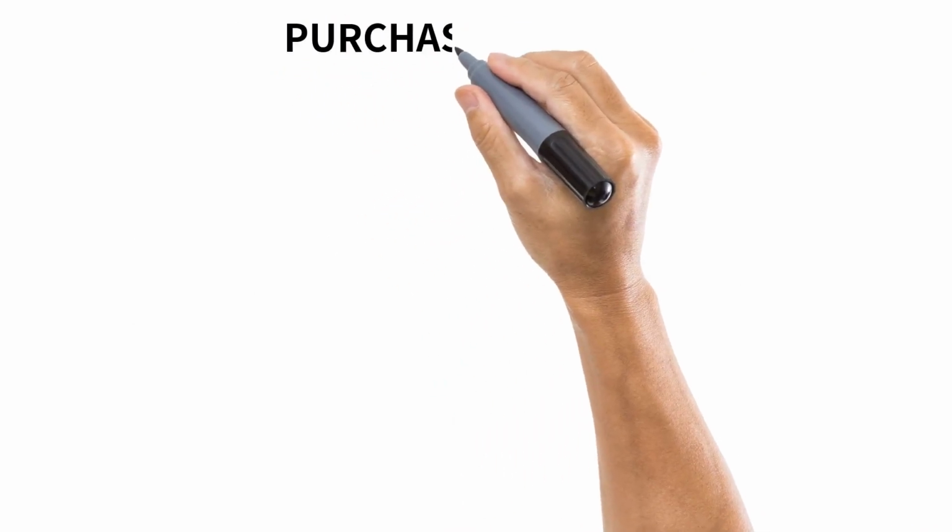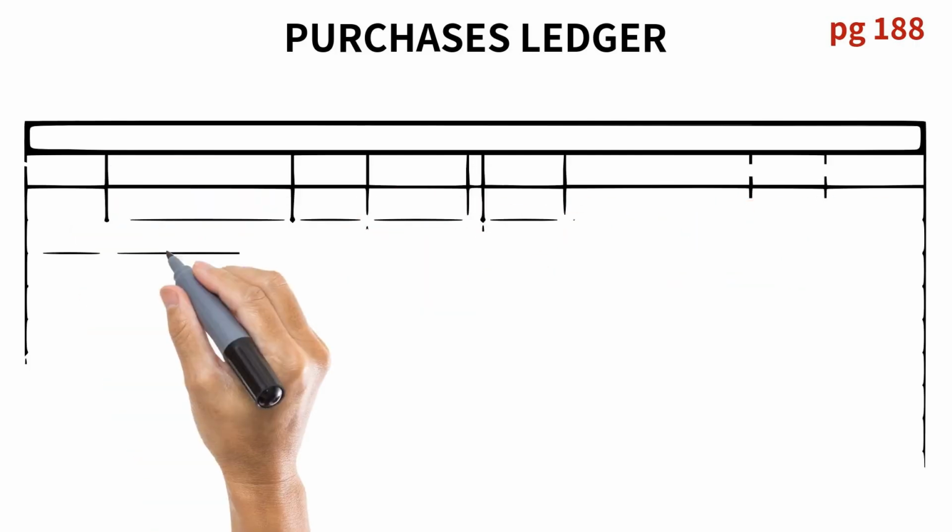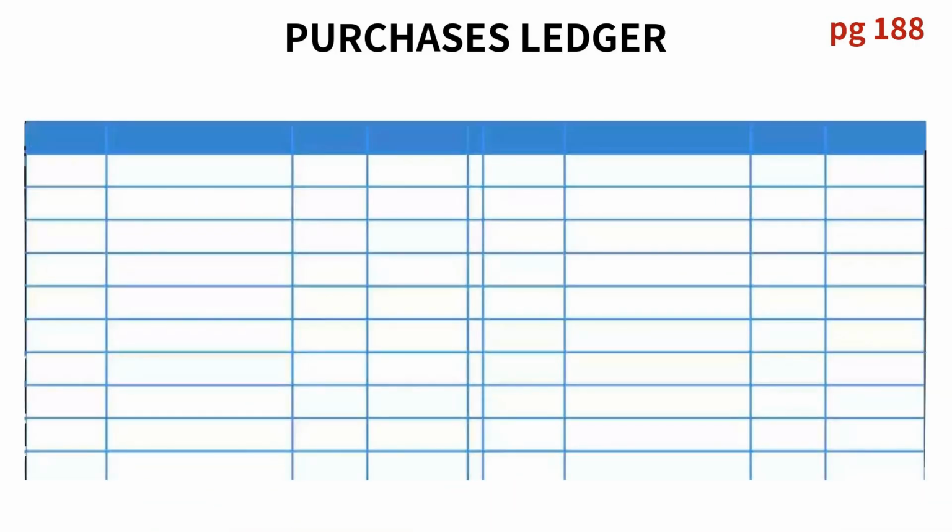So, what is your purchase ledger? Your purchase ledger is a book. It will have a page number representing your folio later on. The book is split into two halves with rows and columns.